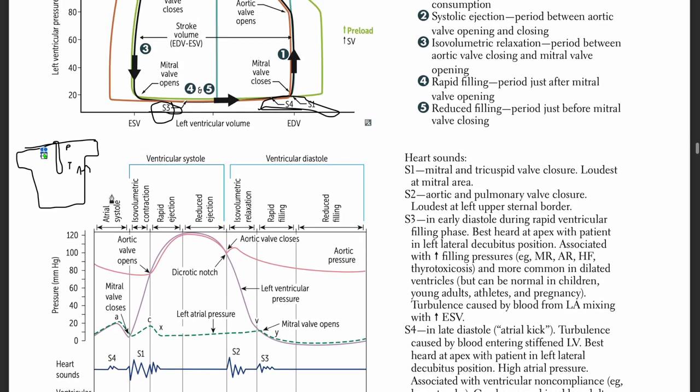Sorry. So aortic would be over here on the right side. That's what they're saying. And pulmonary is on the left side, and T is over here on the border of the sternum, and then you have mitral at like the 6th intercostal space, or between 5 and 6. Sorry, so 5th intercostal space. Okay. So aortic and pulmonary valve closure, loudest at left upper sternal border. So it's loudest over here for dub, and for lub it's loudest over here.